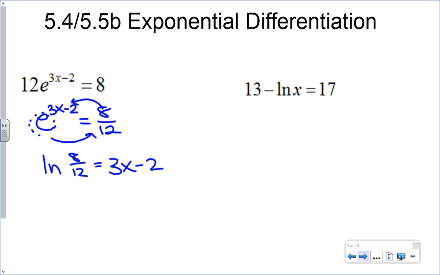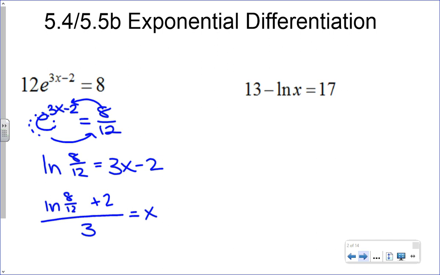Then what would you do? Add 2. Add 2, and divide by 3. Okay? Not super worried about what the answer is, but I need you to know that that's what the process would be. Okay? On the flip side, what would you do over here?